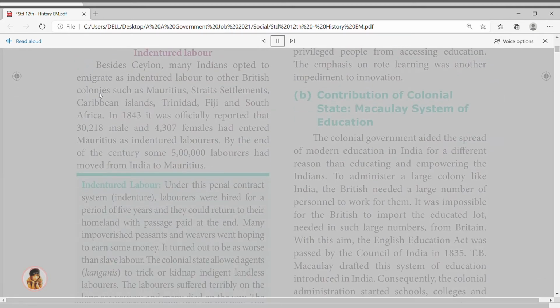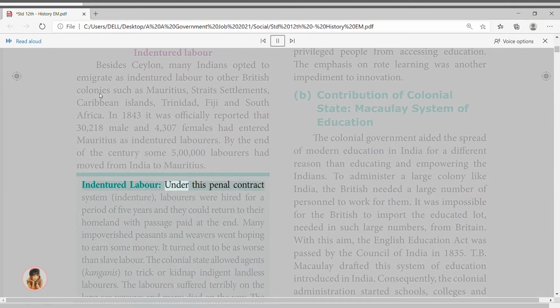Indentured labour. Besides Ceylon, many Indians opted to emigrate as indentured labour to other British colonies such as Mauritius, Straits Settlements, Caribbean islands, Trinidad, Fiji and South Africa. In 1843 it was officially reported that 30,218 male and 4,307 females had entered Mauritius as indentured laborers. By the end of the century some 5,00,000 laborers had moved from India to Mauritius.